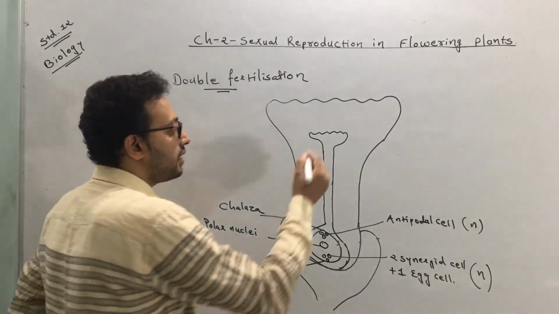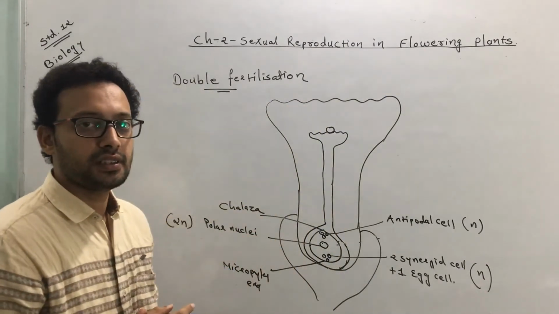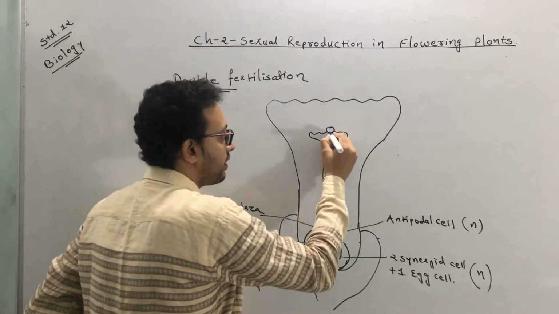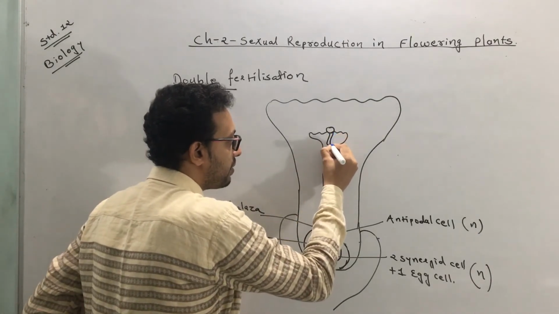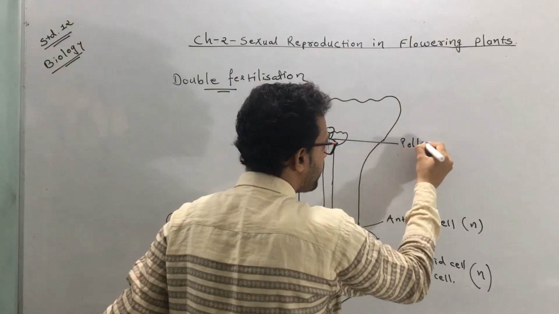To fertilize, there is a pollen grain which falls onto a stigma. From the pollen grain, a tube will develop on germination. You know what this tube is called. This is called the pollen tube.